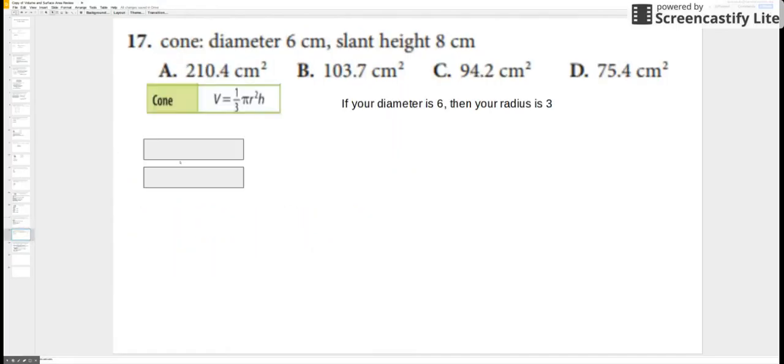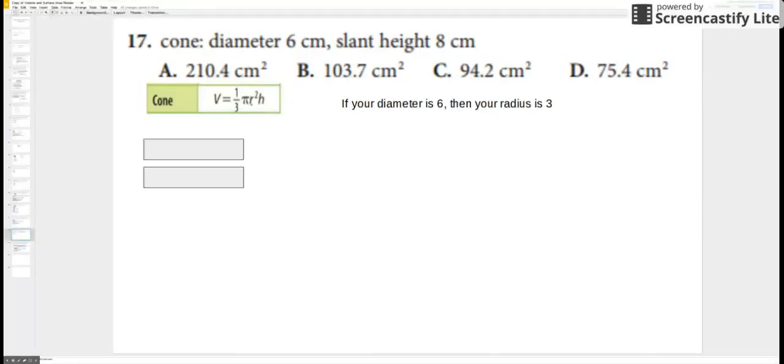Okay, number 17, find the volume of a cone. You're given the volume formula. All you have to do is plug in pi, the radius, and the height. So volume is equal to 1/3 pi r squared times height. 1/3, plug it in. Pi, 3.14, plug it in.